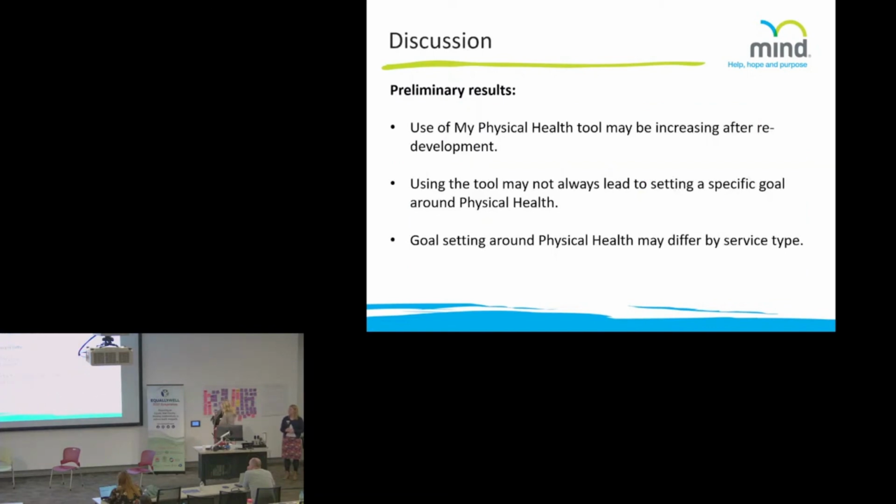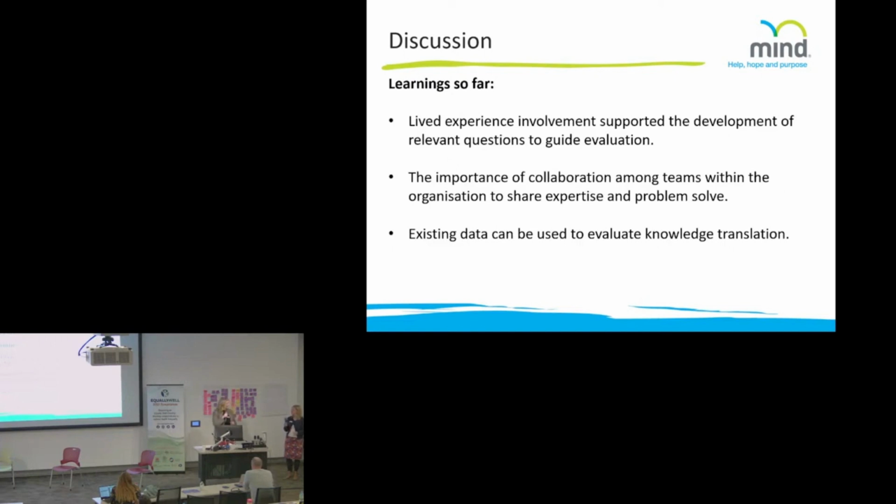So in summary, from those results, we might be seeing an increase in the use of the My Physical Health tool after redevelopment. Obviously, further analysis is needed to confirm that, but that's promising. Using the tool may not always lead to setting a specific goal around physical health, from looking at the number of people engaging in a physical health conversation versus setting a goal. And that, I guess, shows the importance of the program logic and being able to pull that out even at this stage. And goal setting around physical health may differ by service type. And then I'll pass to Carolyn to talk through our learning so far.